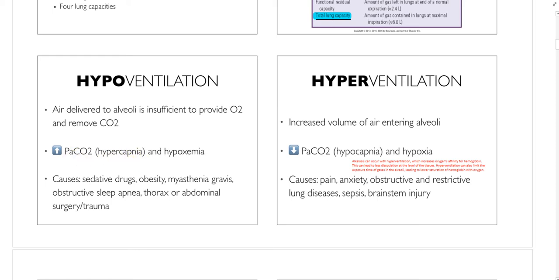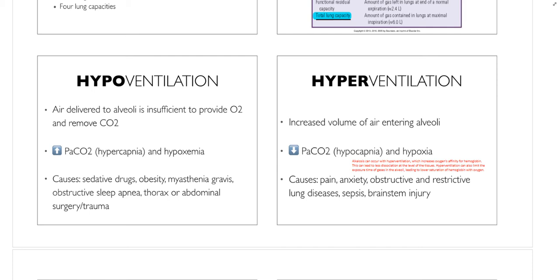And by not having enough ventilation, we're also going to have hypoxemia, which the definition of hypoxemia is low levels of oxygen specifically in the blood. Emia means in the blood. So this can be due to sedative drugs that are knocking out our respiratory drive, obesity, being that we have too much weight on our system, leading to low levels of ventilation. Myasthenia gravis is an autoimmune condition that affects our respiratory drive, obstructive sleep apnea, all these things.